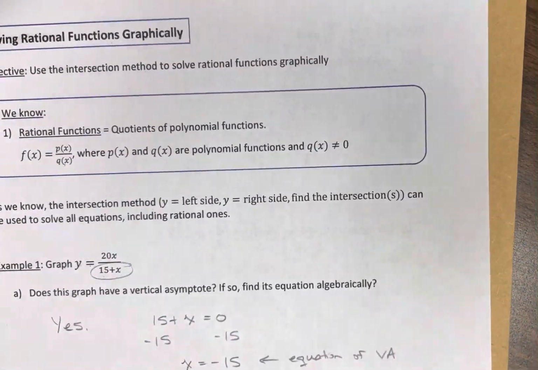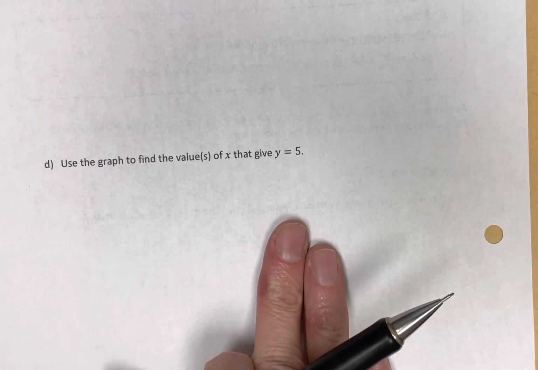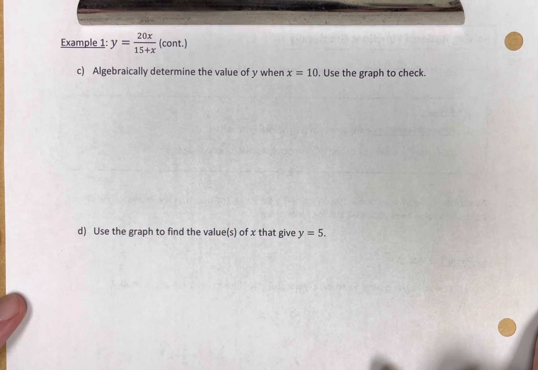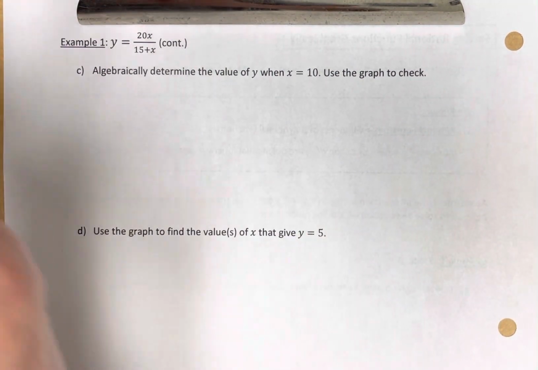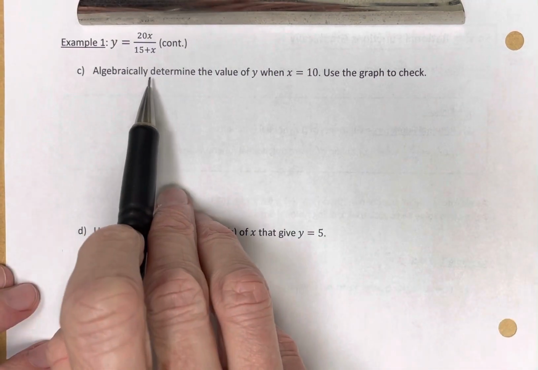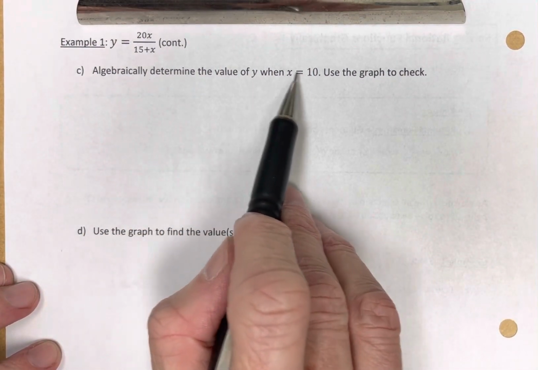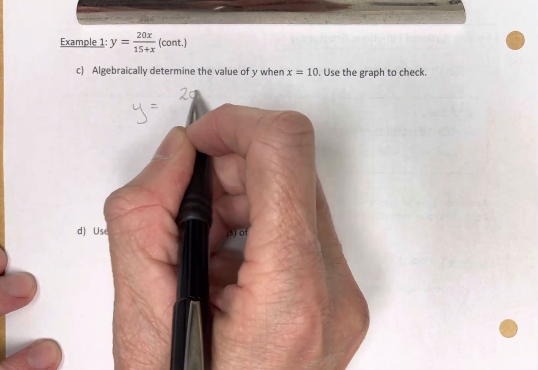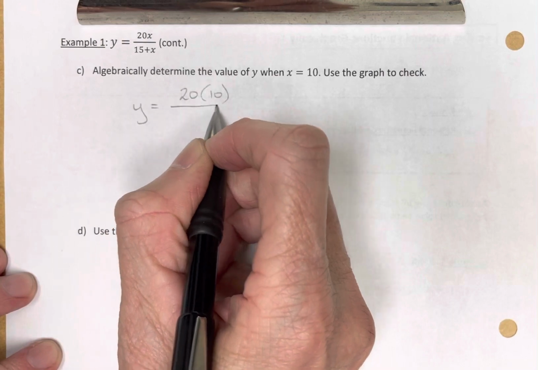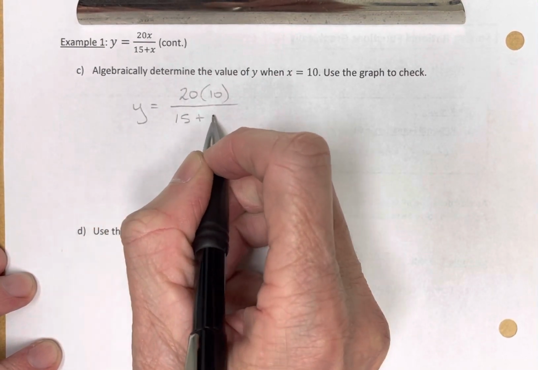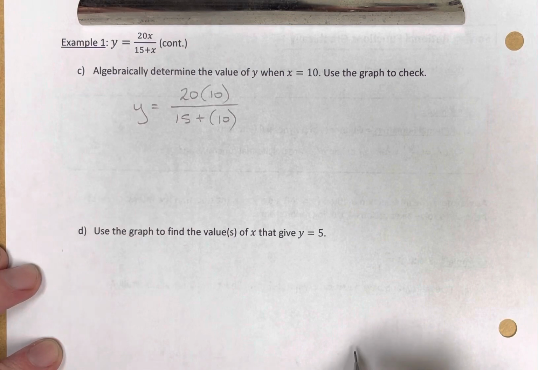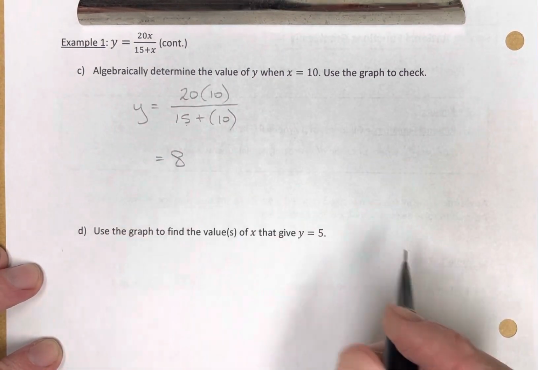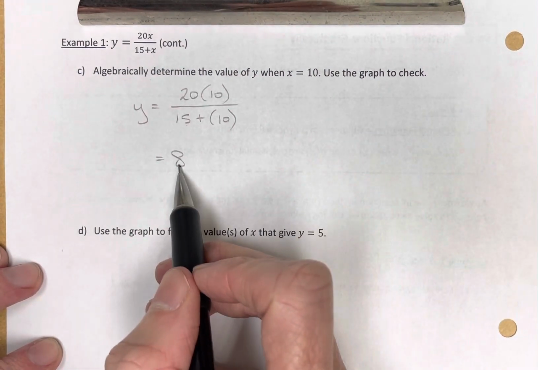Okay, let's solve them. We've got the same rational equation right up here. The question is, algebraically determine the value of y when x equals 10. Let's put in 10 for x. I always use parentheses when I substitute. 200 divided by 25 is 8. So when x is 10, y is 8.